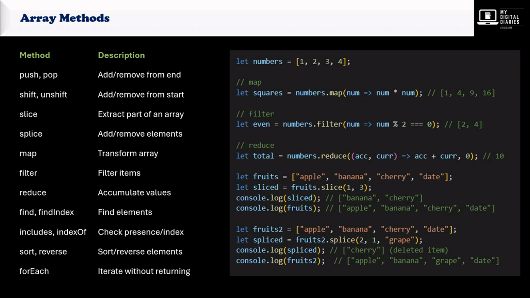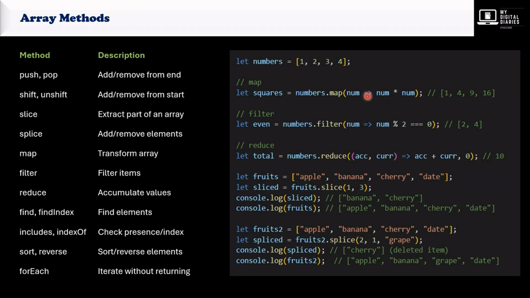Then you have map, which transforms each element and creates a new array, whereas filter will select elements based on a condition and reduce will combine all elements into a single value. So if you see here we have let numbers be 1, 2, 3, 4. This is our array. Now if you do numbers dot map, num is equal to num into num. Now what will it do? Map transforms each element and creates a new array.